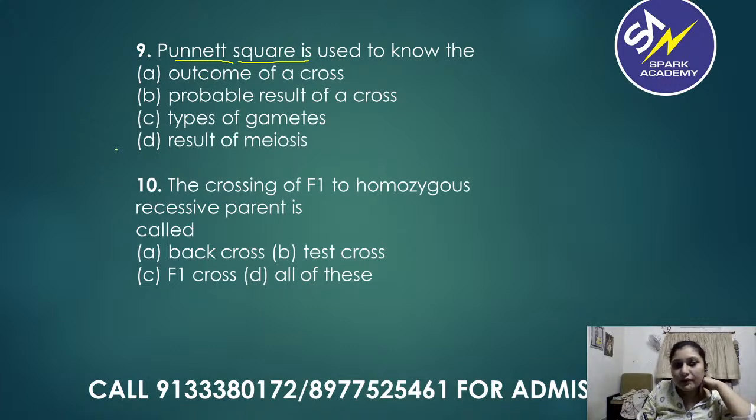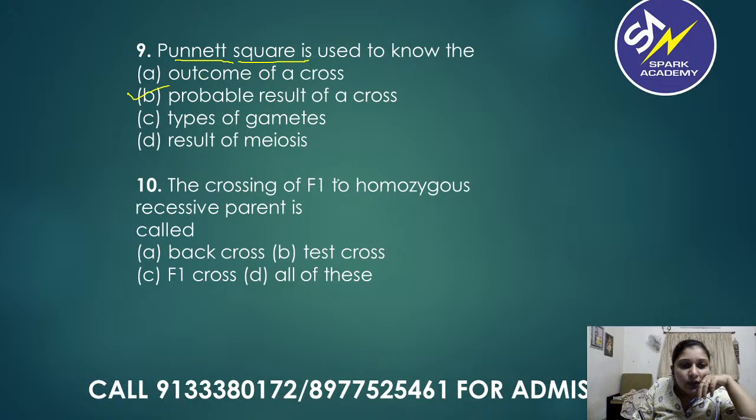Why are Punnett squares used? Outcome of the cross that we can see phenotypically, probable result of a cross, type of gametes, result of meiosis. No. The correct answer is probable result of a cross. Probability, to look at the probability. What type of result we will get genetically and phenotypically, that idea we are getting from the Punnett square.